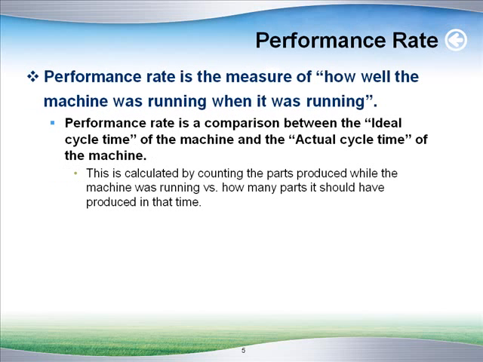Okay, so the next part of the formula is performance rate. Performance rate is the measure of how well the machine was running when it was running. Okay, so performance rate is really a comparison between the ideal cycle time and the actual cycle time of the machine. So if your machine is supposed to put out one good part every 30 seconds, but it's putting out one every 60 seconds, obviously you have a real problem with how it's performing.